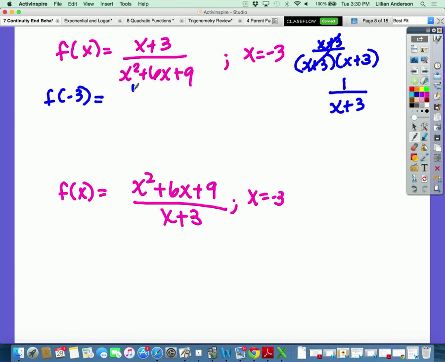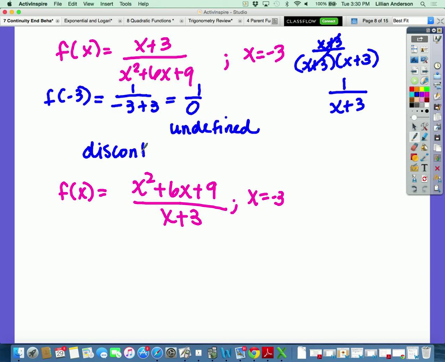So when I do that, I'll get 1 over negative 3 plus 3, which is 1 over 0. And if we recall, anything over 0 is undefined. And if something is undefined, then it cannot exist. So because f of negative 3 is undefined, that means it doesn't exist. That means it is discontinuous.